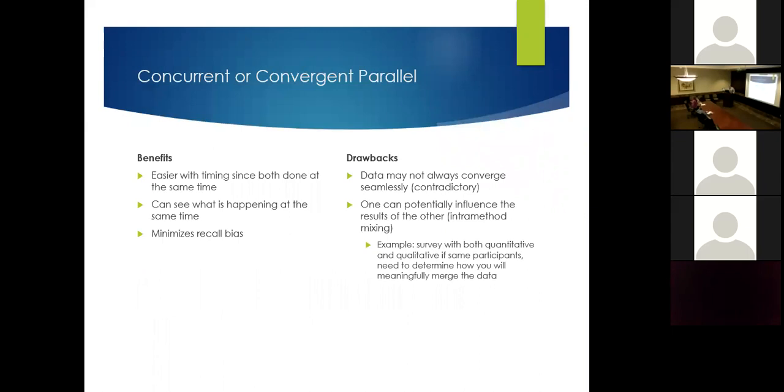So the benefits with the concurrent approach is it's easier with timing since both are done at the same time. You don't have the years of work of doing the qualitative before you do the quantitative. You can see what's happening at the same time, and it minimizes the recall bias. Some of the drawbacks is sometimes your two methods might give you contradictory data, which I don't think we saw, which is good. And then one could potentially influence the results of the other, intra-method mixing, which we might be doing. I might be doing some of that in my head, actually.